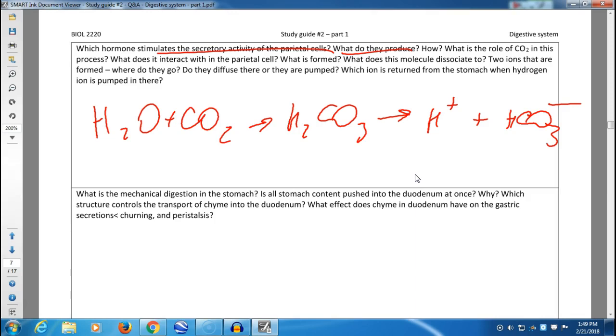You have to understand hydrogen, where it goes. Lumen of the stomach. Does it diffuse or is it pumped? Hydrogen is acid. What do you have in the lumen? More acid. It is pumped because it goes into the higher concentration. That makes sense? And bicarbonate, where does it go? No, this bicarbonate doesn't go to the intestine. It goes into the blood. Yeah, this one goes into the blood.